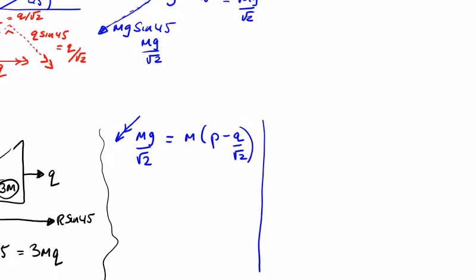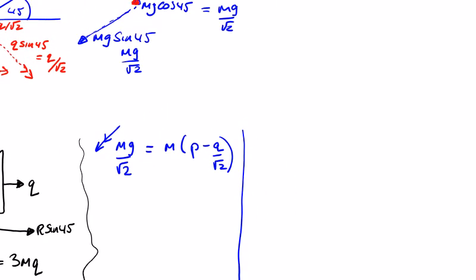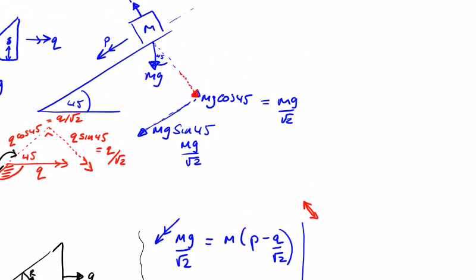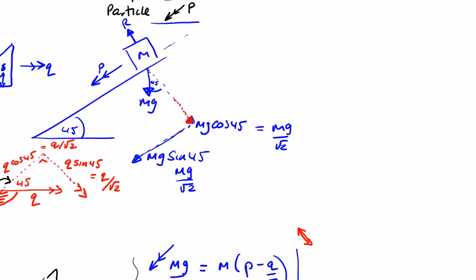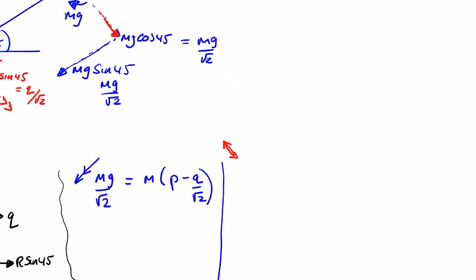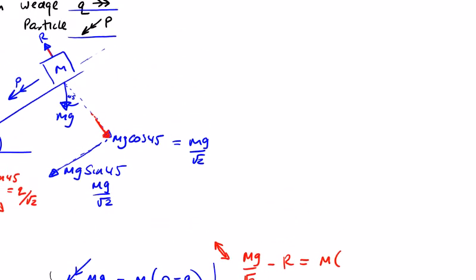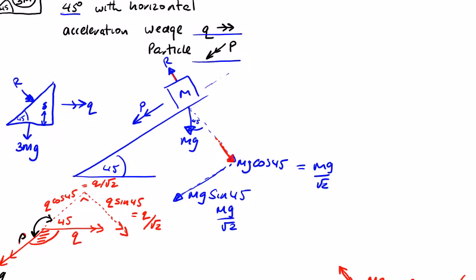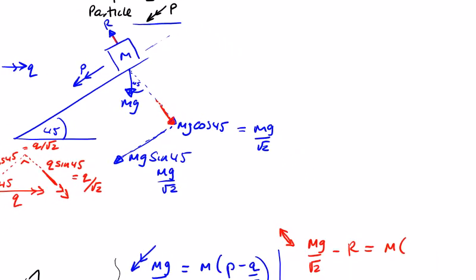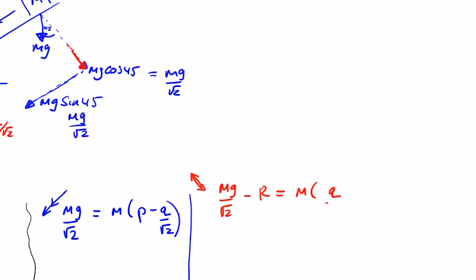And then we have gone down the hill, so now we're looking at up and down in this direction. And up and down in this direction, we're going to have this one and this one. And we're going to start with mg cos 45. It's going down the hill, it's not going up in the air. So mg over root 2 minus R is equal to m times the acceleration in that direction, which was this guy, which is Q sine 45, or Q over root 2.